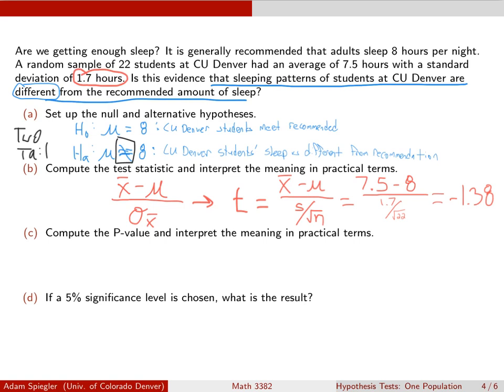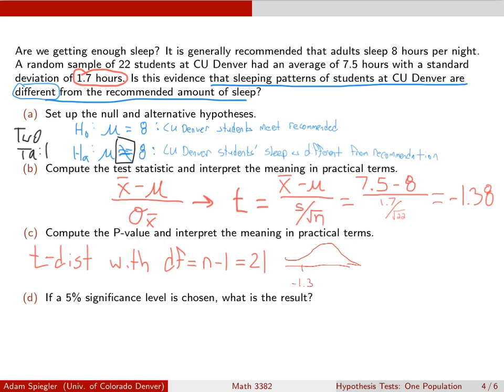So first thing here is that we're going to use a t-distribution. And our degrees of freedom are going to be n minus 1. Since we had a sample of 22 students, we're going to use a t-distribution with 21 degrees of freedom. And so here's our underlying distribution.